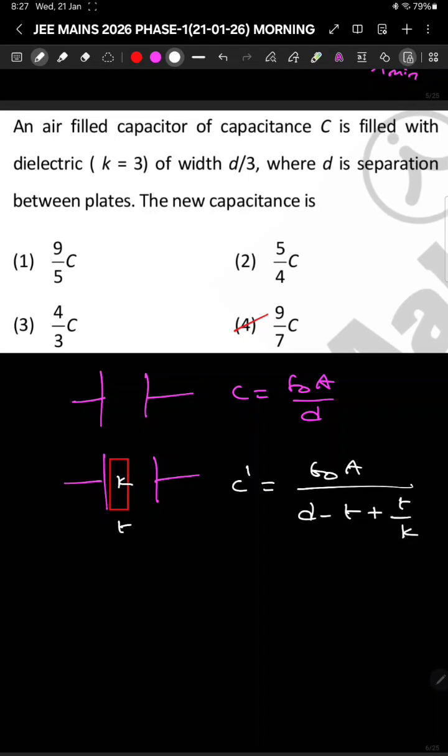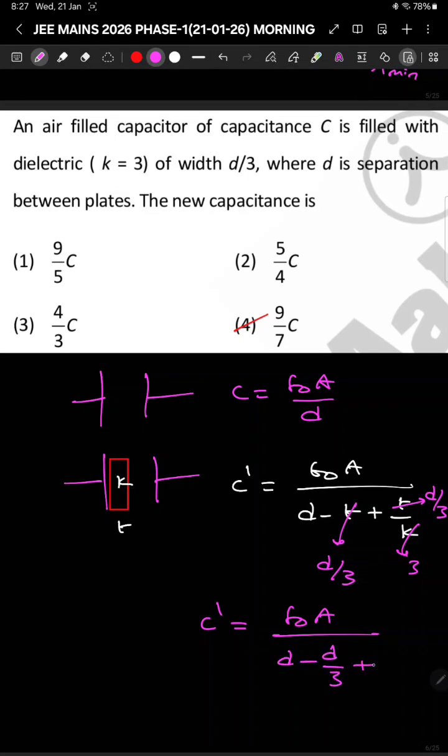Here the thickness value was given as D by 3, and the dielectric constant K is given as 3. Then C dash becomes epsilon naught A by, if you simplify, D minus D by 3 plus D by 9. Simplify, and you will get C dash in terms of C.